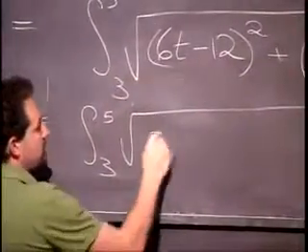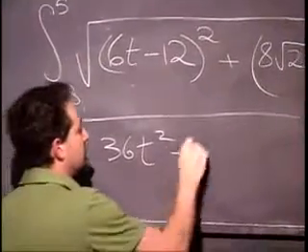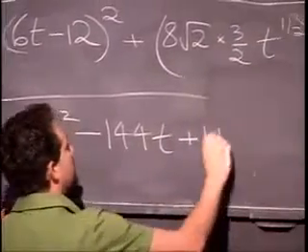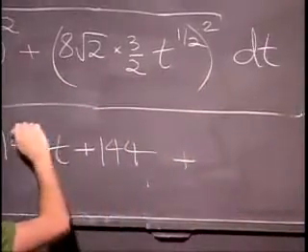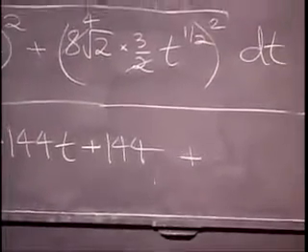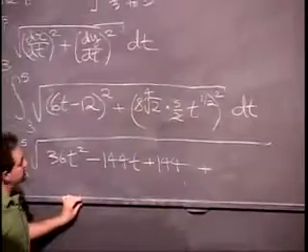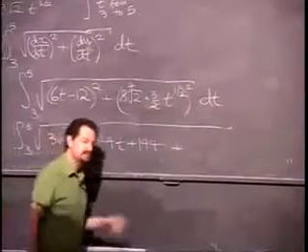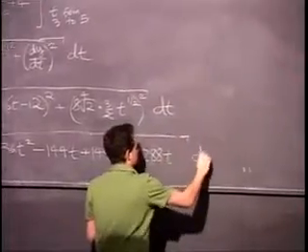Well, you get 36t squared. 2 times 6 is 12, times 12 is 144. So 6t plus 12 squared gives 144. Plus, well, 8 over 2 is 4. 4 squared is 16, times root 2 squared, which is 2. So you get 16 times 2 is 32. And then there's another 9. 32 times 9 is 288. And that's what you get.